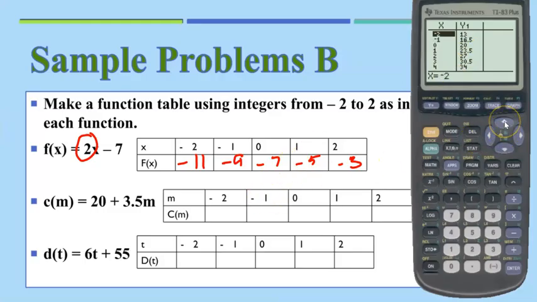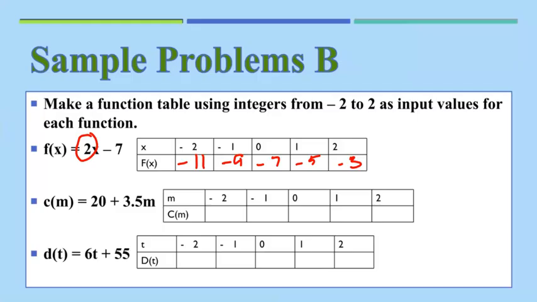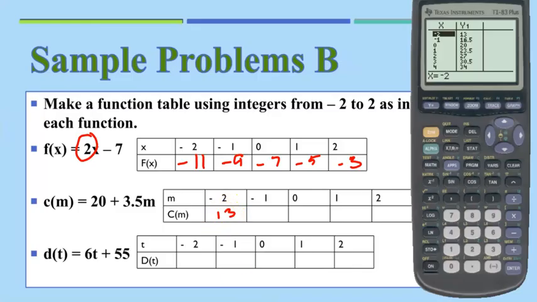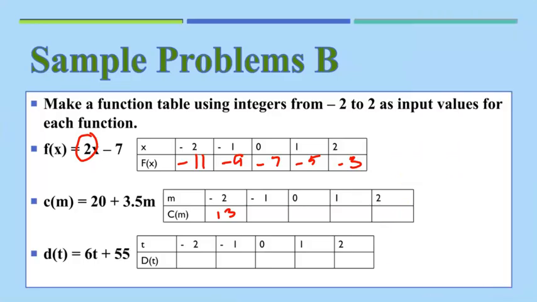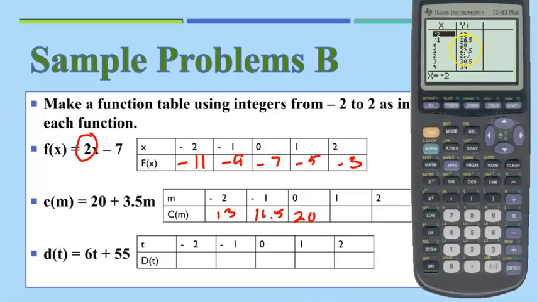I need to go all the way to -2. Now you can see over here I have my y values for the numbers I'm looking for. So I would have 13, and then if I go back, I got 16.5 and then 20. And then I would have 23.5 and 27.